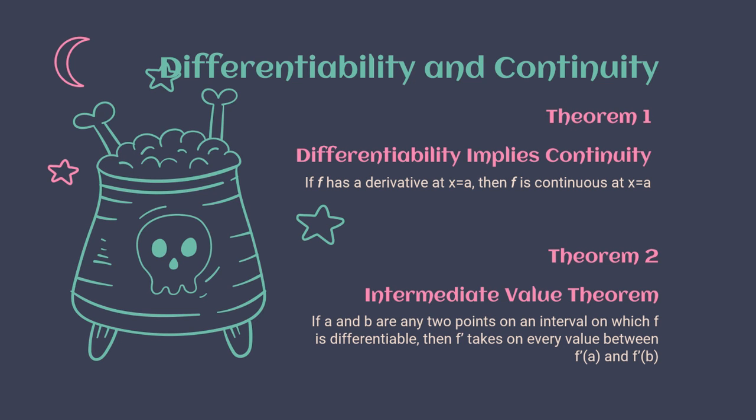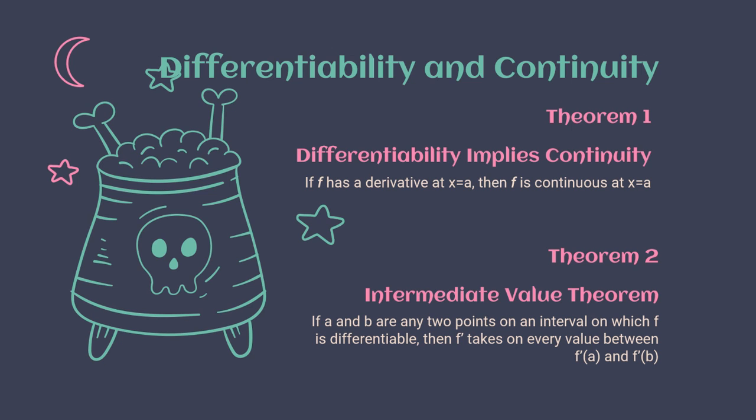The first is that differentiability implies continuity, okay? If f has a derivative at a certain point, then f is continuous at that point. So for example, if f is a function and it has a derivative at x equals 3, then f is continuous at x equals 3. Now, the converse of that is not true. To say that if something is continuous, it has a derivative at every point, that is not true. An absolute value function, again, is continuous.